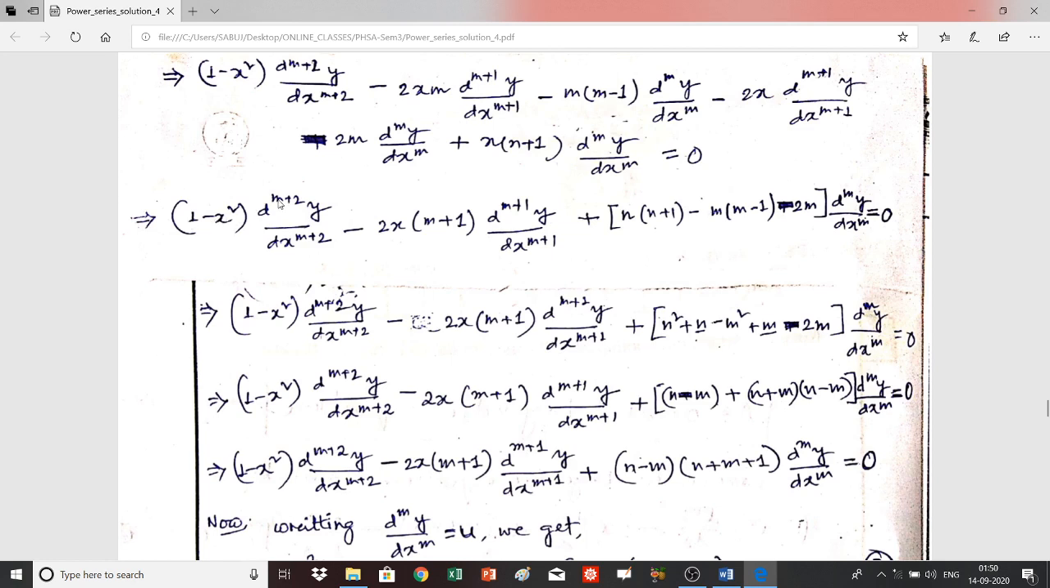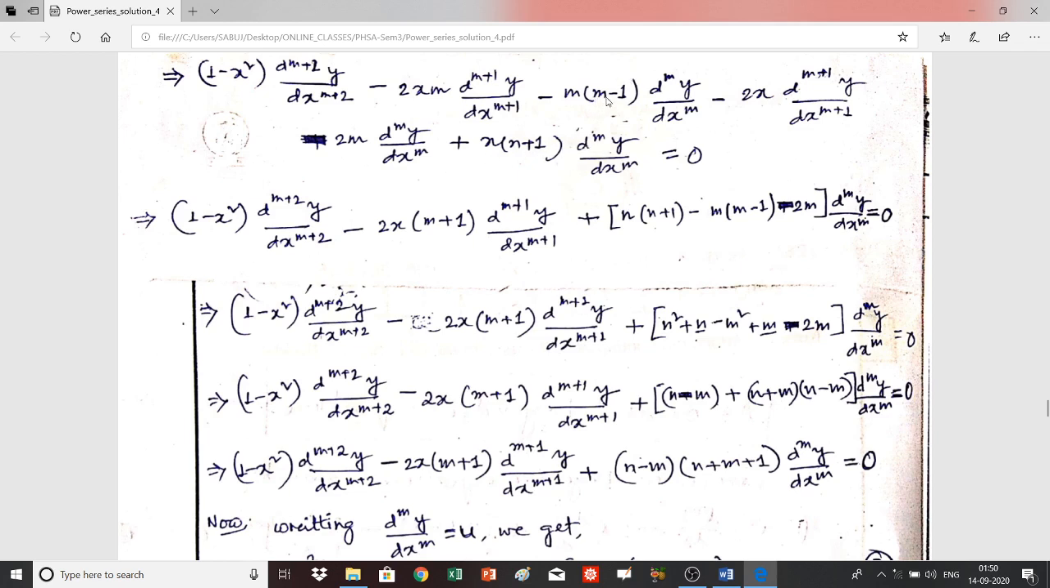So 1 minus x squared dm plus 2y dxm plus 2, it is as it was, it is as usual, what is written here, and this is written as you see here 2xm dm plus 1y dxm plus 1. This from this term and from this term. Okay, you take 2x, so this term and this term can be written as 2x m plus 1 dm plus 1y dxm plus 1.